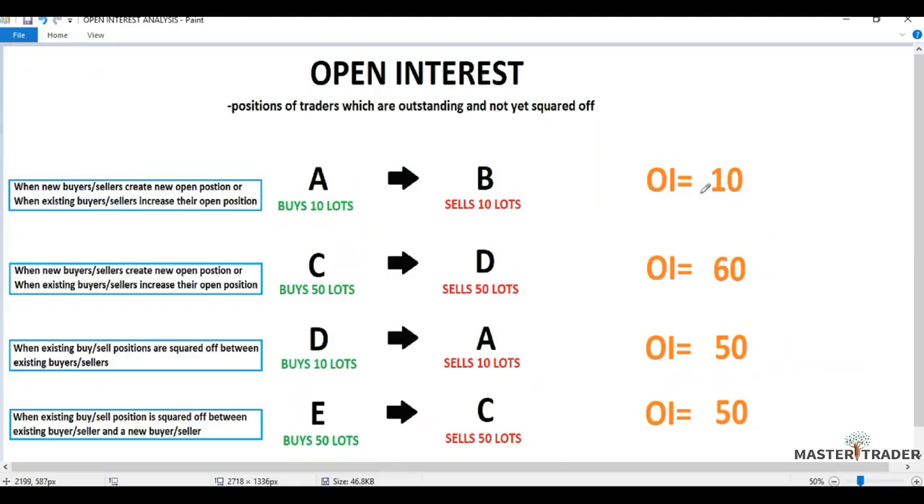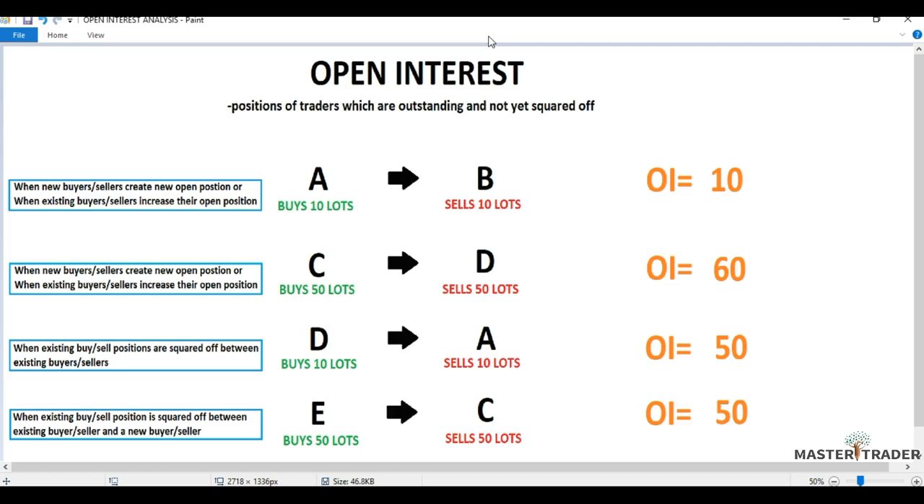Hey guys, so let's look at a very interesting topic known as open interest. What is open interest and why do we use it? What is the importance of open interest? Open interest, as the name suggests, if you split the two, is simply the interest that is open in the market.